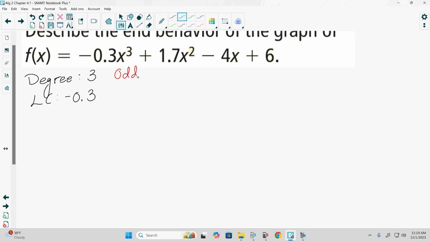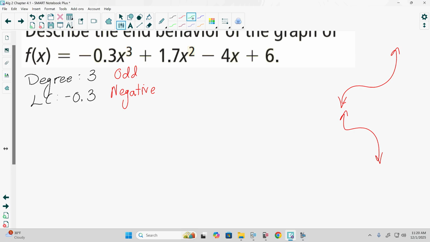Now since our degree is 3, it would be considered an odd degree. Leading coefficient is negative 0.3, so it would be negative. Since the degree is odd, the end behavior is going to go in opposite directions. It's either going to rise to the left and fall to the right, or fall to the left and rise to the right. So it'll either look something like this here, or something like this here. Because as I get smaller numbers, it's either going to go up or down, and vice versa going to the right.